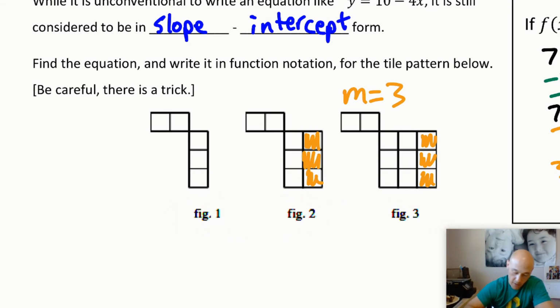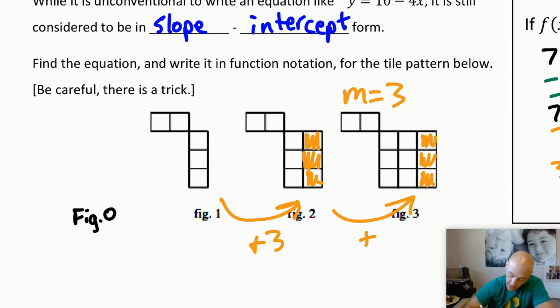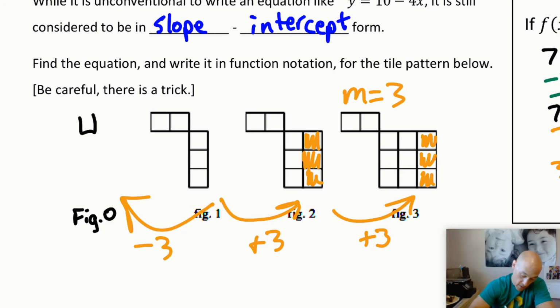We don't have figure 0. So that means we need to move backward and find figure 0 and see, well, what would figure 0 look like? Well, if we're adding 3 tiles when we go this way, we are adding 3, adding 3. Then when we go that way, we need to subtract 3. So we're going to take these 3 tiles off and just be left with those 2 tiles right there. And so that means that there are 2 tiles in figure 0.